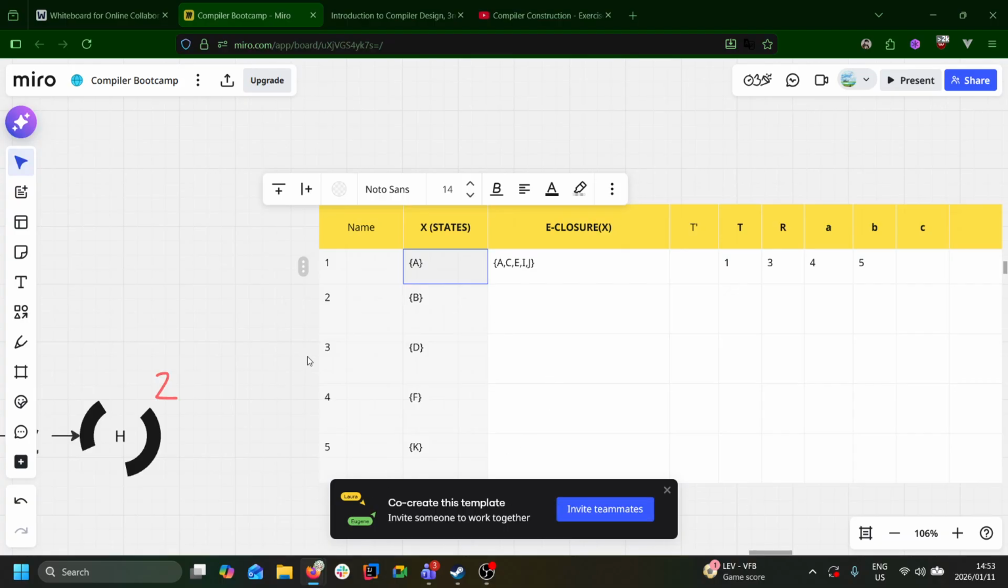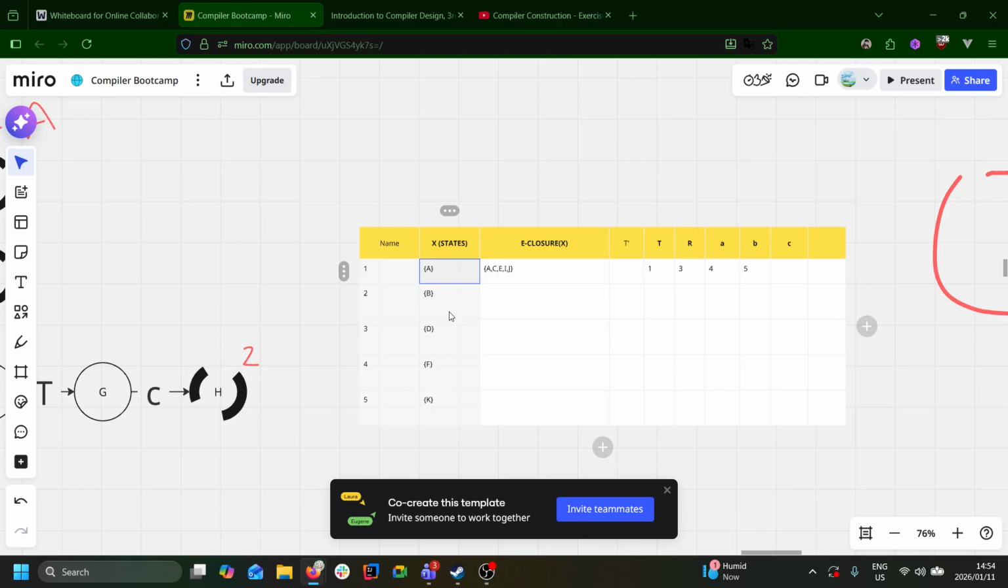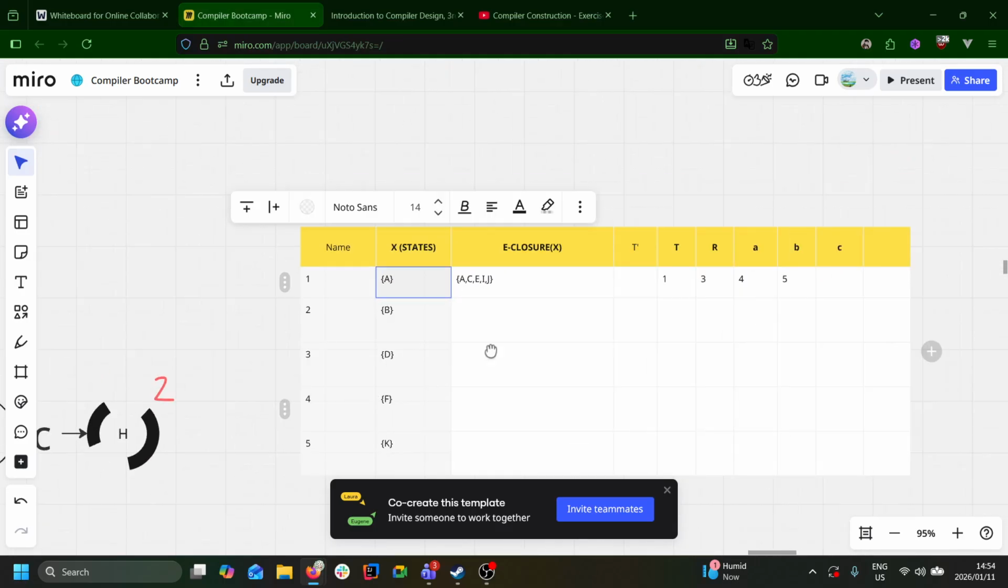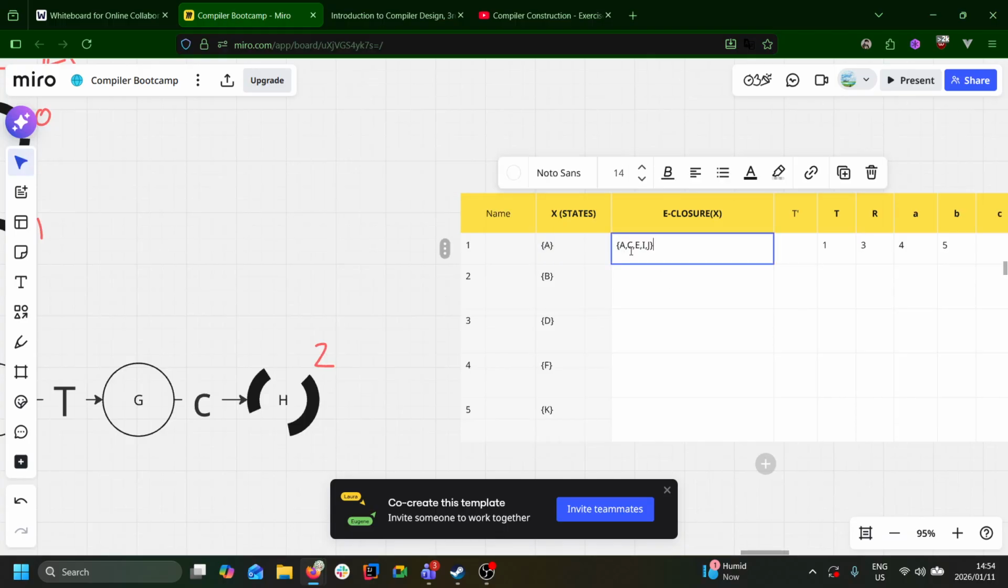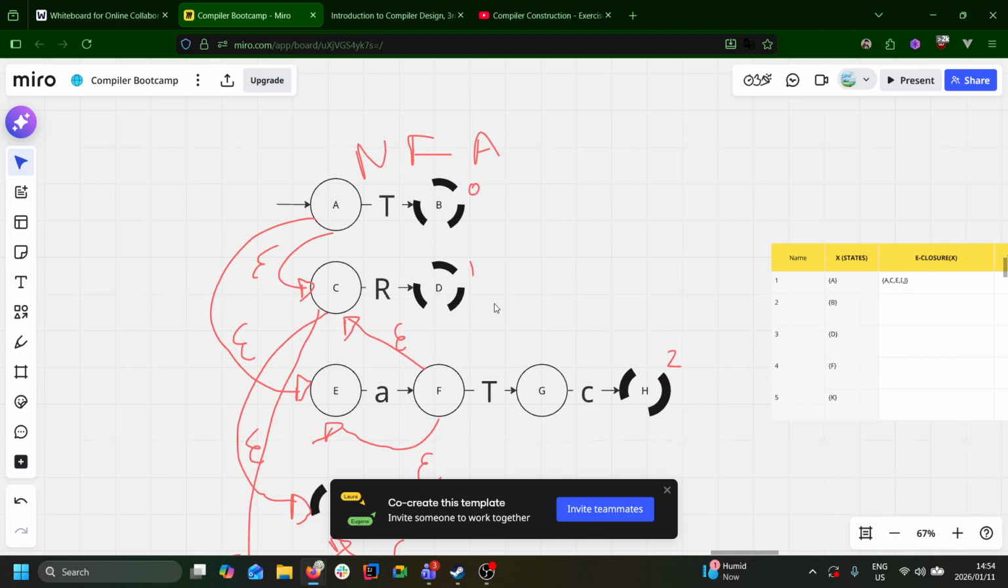Because from what I can explain, the X states are the states of interest, or at least the states that we want to start with, and from there we do our grouping using the E closure as well. And why don't we have C in the X states?